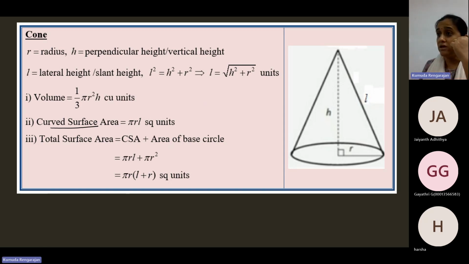there's only one surface, which is the curved surface. The flat circular surface is missing, because if that was there, then how will you put the cap on your head, right?